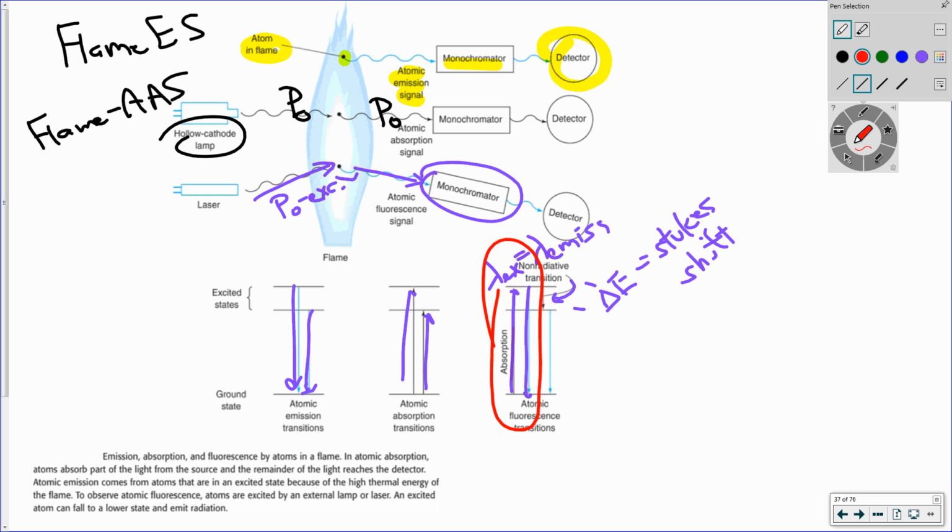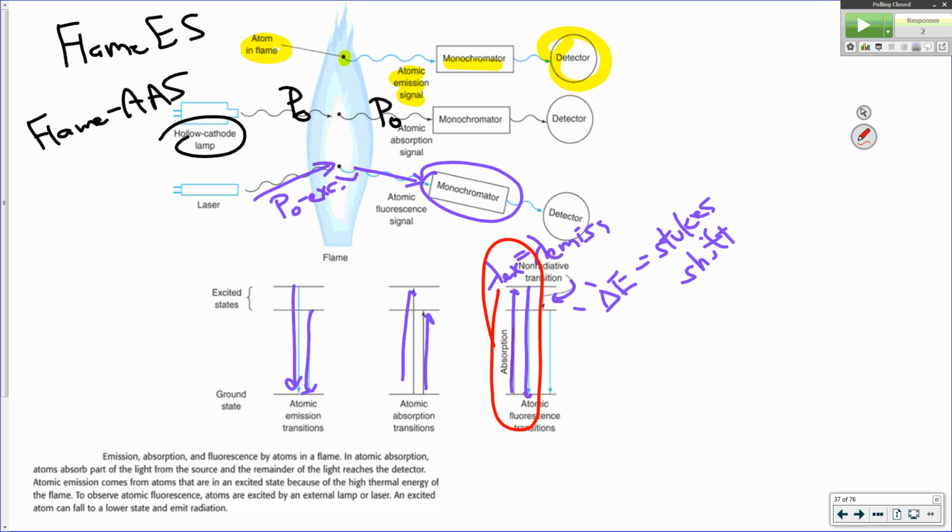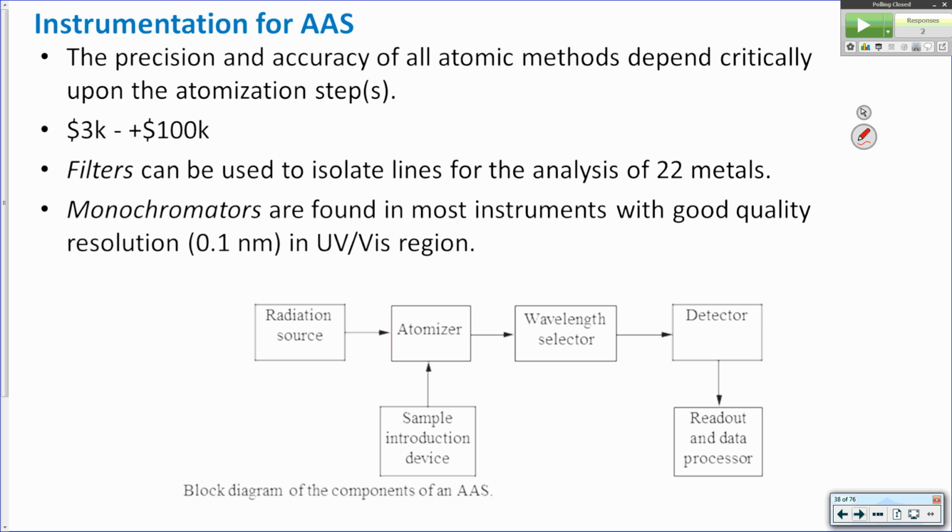But because we can focus in the energy of a laser, some elements that don't work well for atomic absorption, we can see them in really, really high sensitivity in emissions.